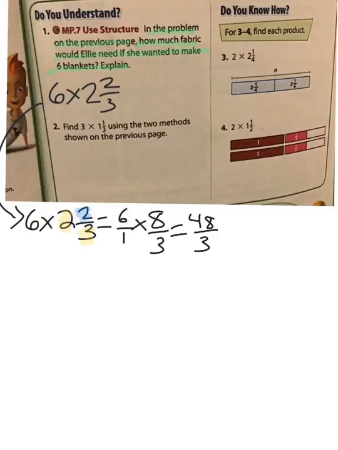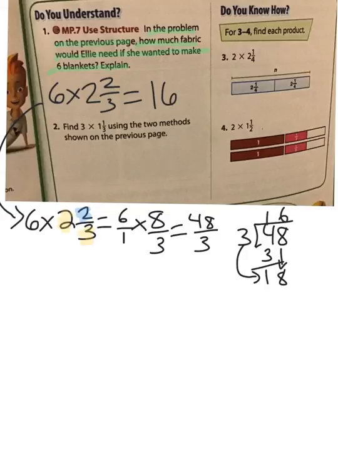I just need to divide to figure out how much fabric she's going to need. So I'm just going to divide 48, whoops, not 43. Let me fix that. We have 48 divided by 3. Well, I know 3 goes into 4 once. 3 times 1 is 3. I'm going to subtract, bring down my 8. 3 goes into 18 6 times, so my answer is she's going to need 16 yards since it goes into it evenly.